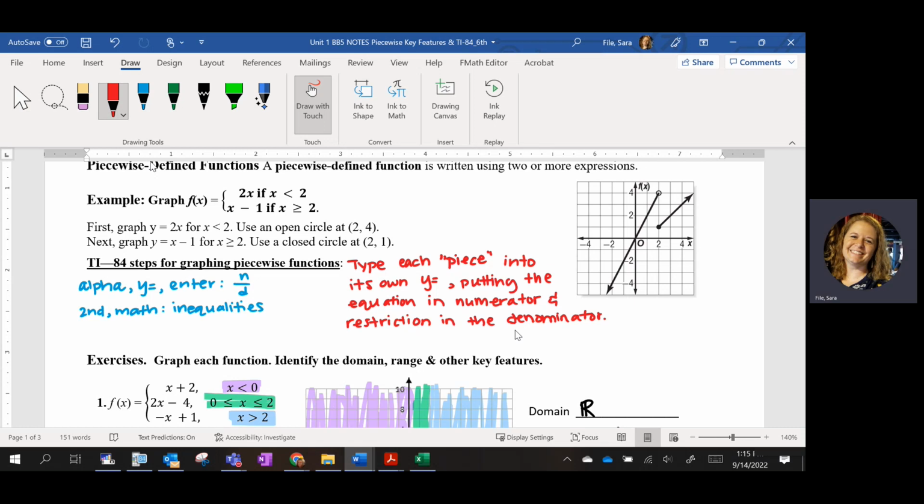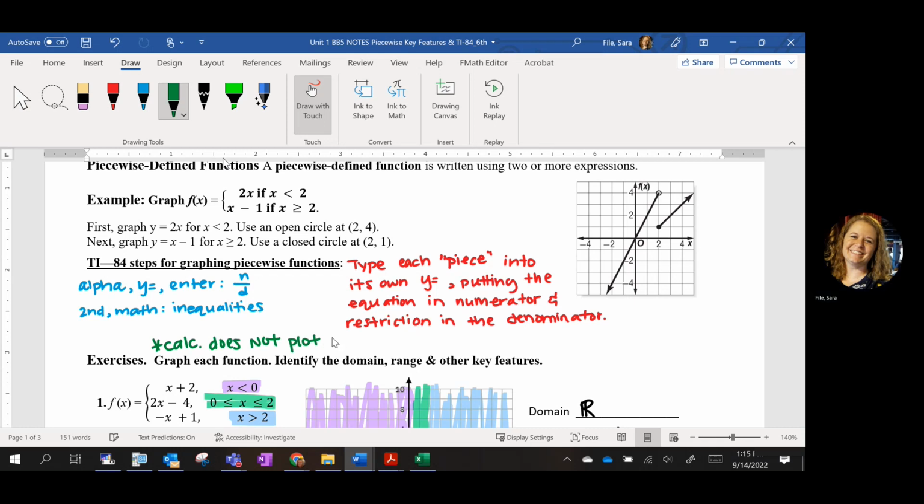Does that make sense? Okay, you may want to add the little note that the calculator does not plot open or closed points. So just know you're going to have to know to do that by hand. Okay. So we're going to go down here.